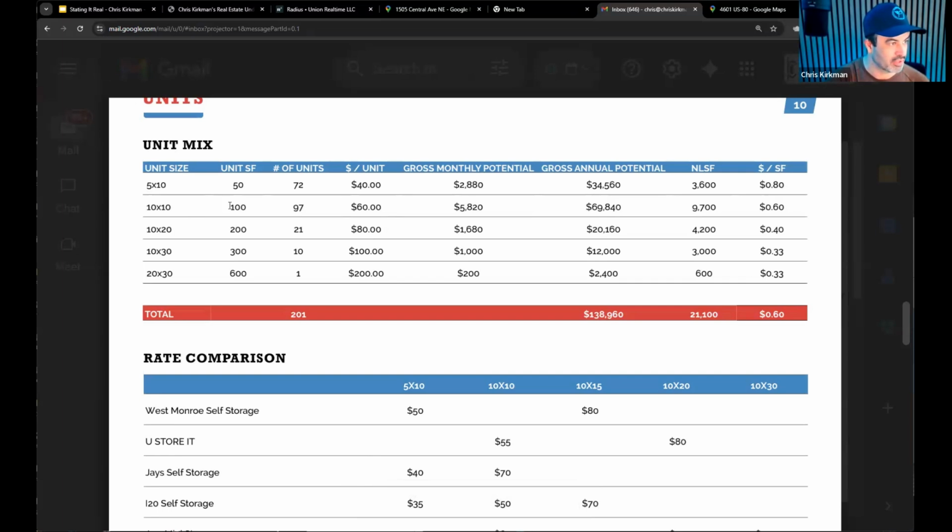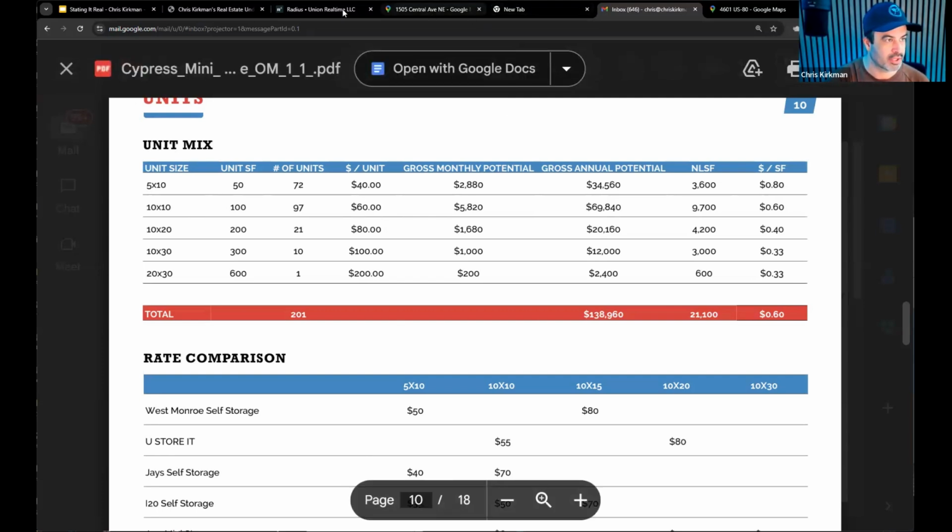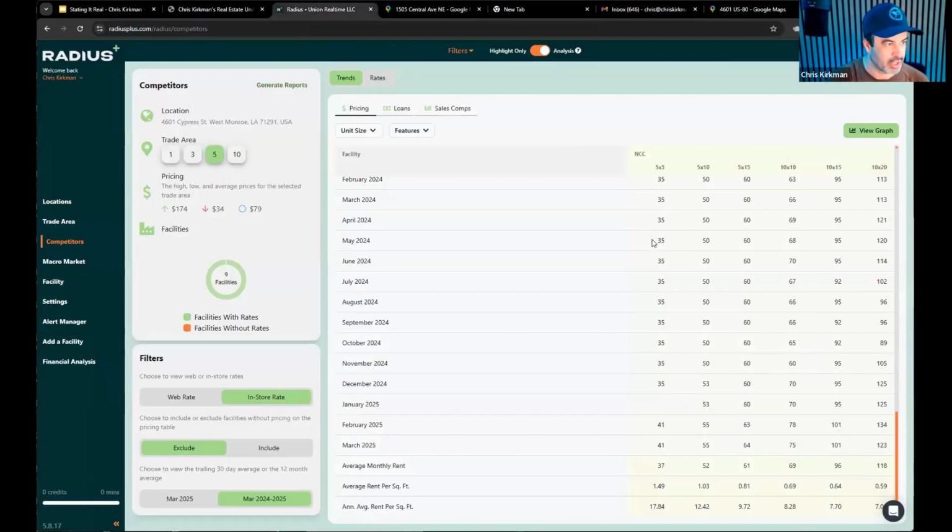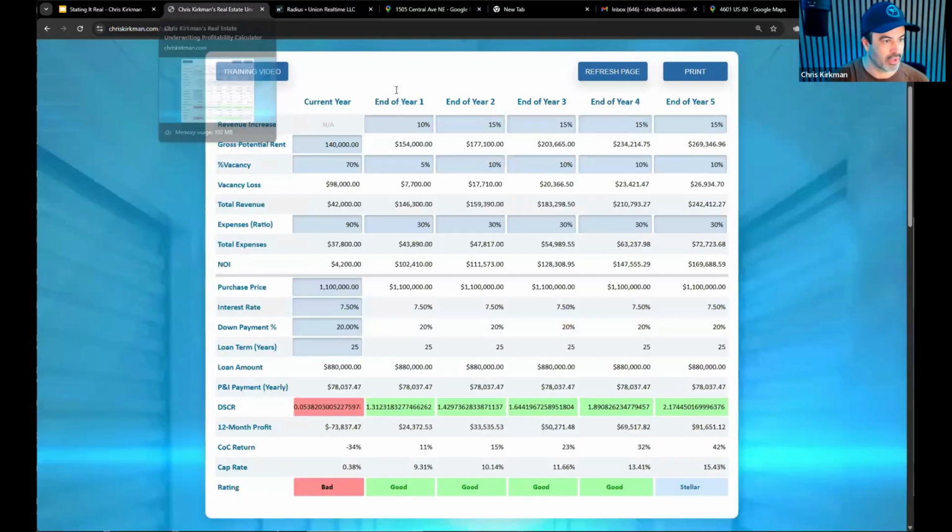They have a lot of 10 by 10s, and we know we can't increase it by that much, maybe by $10. But they also have a lot of 5 by 10s. So let's go ahead and see what they're charging for 5 by 10s. These are $40. Radius says that it's about 52. So I think it's safe to say that overall we could probably increase the price by about 10% at the end of the year, maybe 15%. It'd be great if you could do 15%. You can kind of see how this stuff grows, but 10% is pretty conservative.